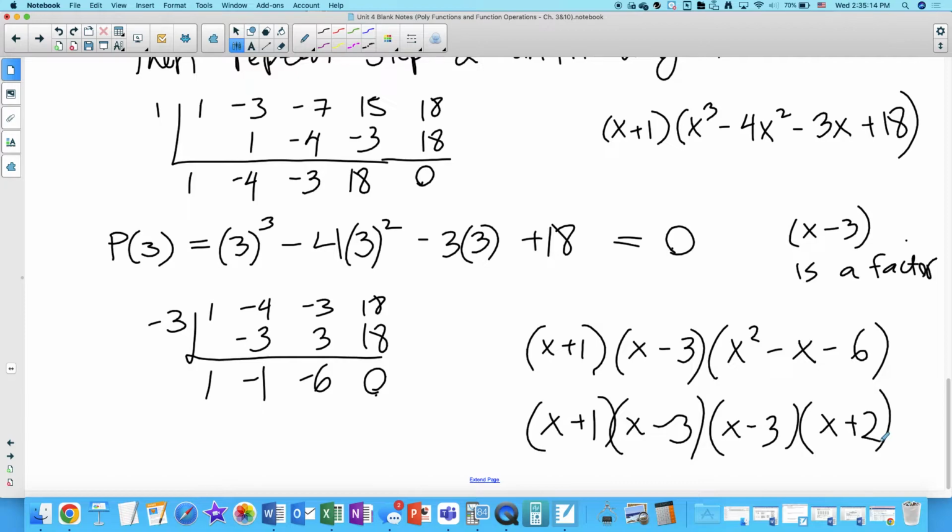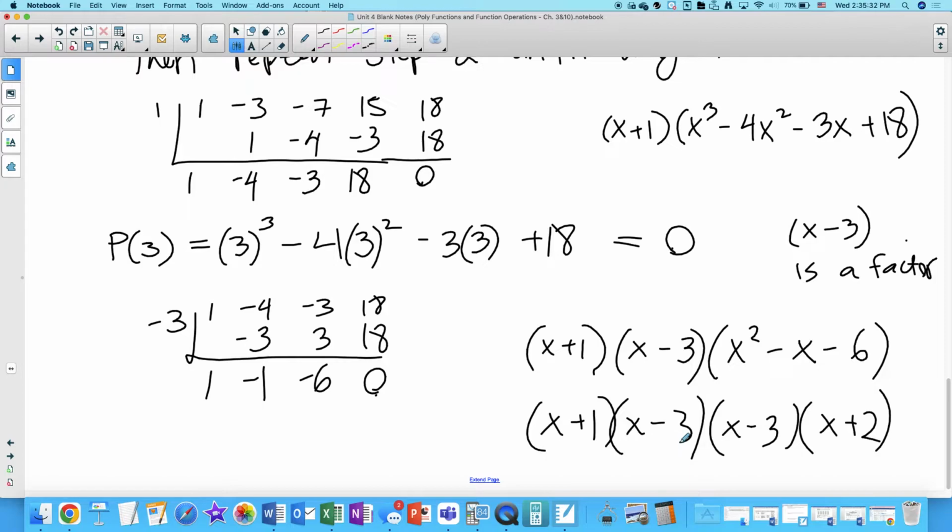I'm just going to fix that. Yes? So the work you want on the test is for us to do this for every single root that we see on our top. Until you get down to a quadratic. Once you get down to a quadratic, you can just factor it.